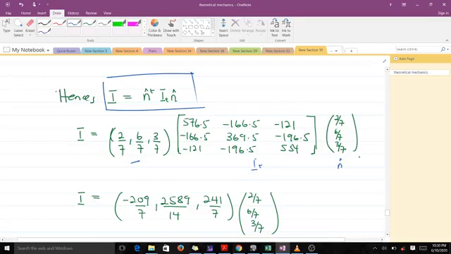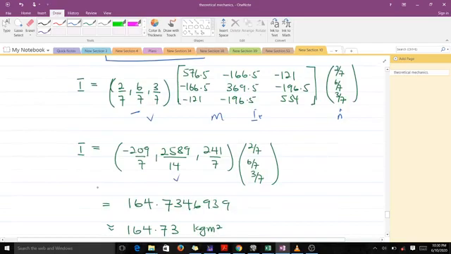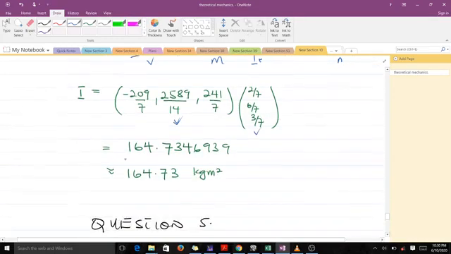Right? So making this vector matrix multiplication is going to give us this particular vector here, and this vector and this vector is going to give us 164.7346939, and in terms of two decimal places we can get 164.73, and the unit for moment of inertia is kilogram meter squared. All right, so this is the solution to the fourth question.